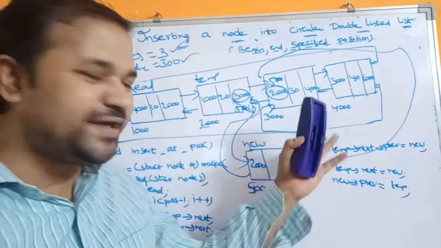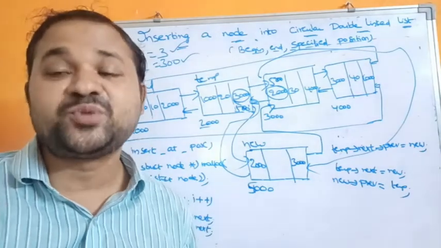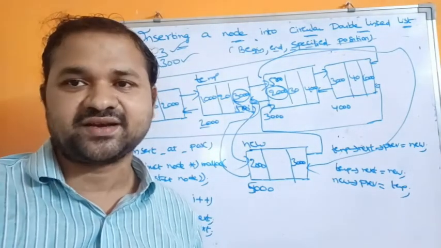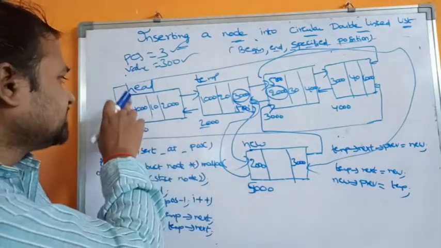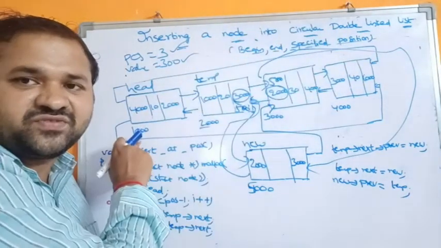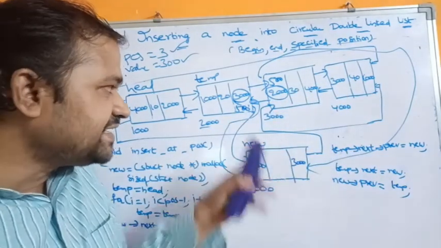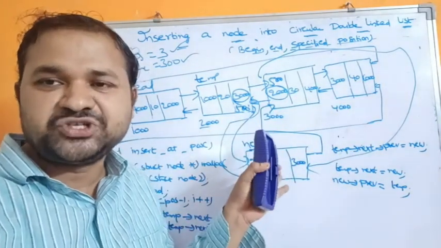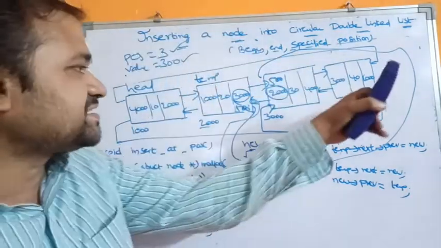So this code is similar to the double linked list inserting a node at specified position. There are no modifications here. Why? Because the only difference between double and circular double linked list is that the last node next field contains the address of the first node, and the first node previous field contains the address of the last node. But here we are inserting the node at a specified position, so that means we are not making any changes at the first position as well as the last position.